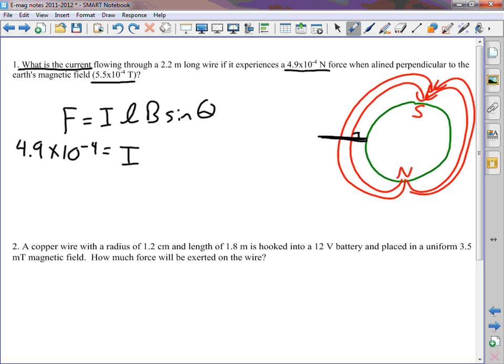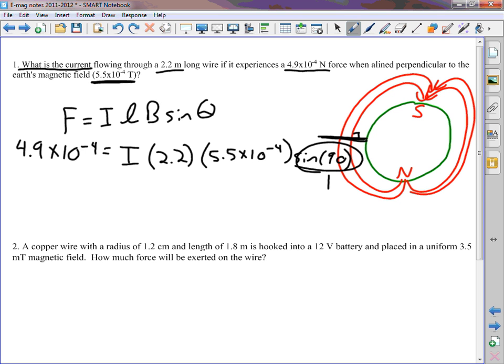So I'm going to leave the I there, separated out. Length of the wire, we're told, is 2.2 meters, so plug in my 2.2. Magnetic field strength, there's the magnetic field strength of the Earth, 5.5 times 10 to the negative fourth. Sine theta, and this is sine of 90 degrees, which is just going to be 1. And 1 times anything else is itself, so that means this entity doesn't matter. Just get rid of it.